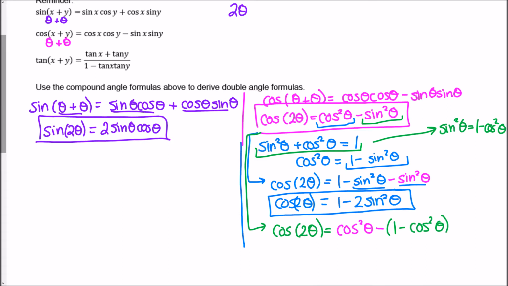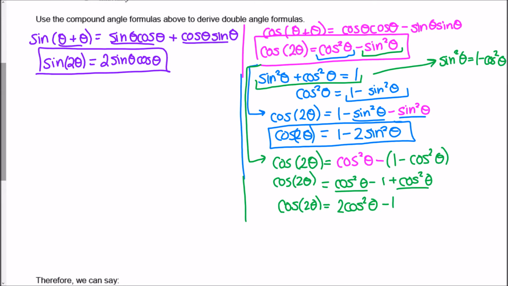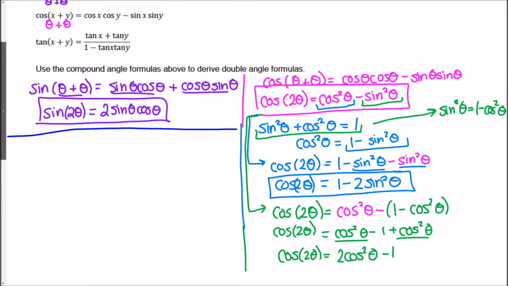Okay, so that means that cosine of 2 theta is equal to cosine squared theta minus 1 plus cosine squared theta. So then when I put those together, this cosine squared and this cosine squared, I end up getting 2 cosine squared. So another equation that we can use for cosine of 2 theta is 2 cosine squared theta minus 1. Okay? All right, so now let's do our last one right here, and we're going to do tangent.